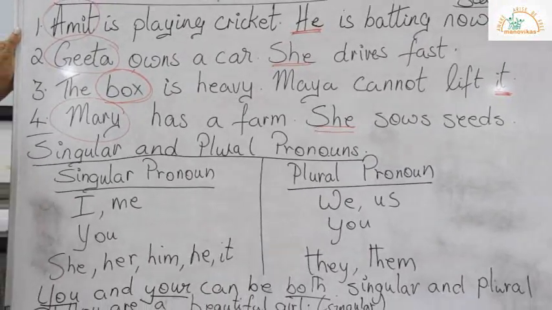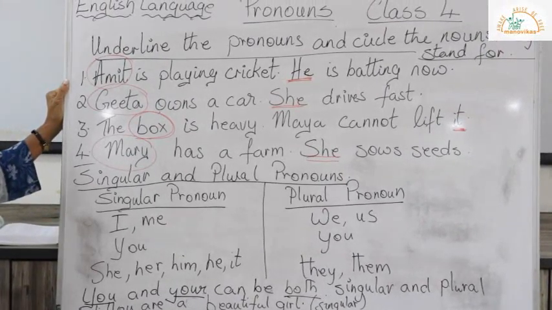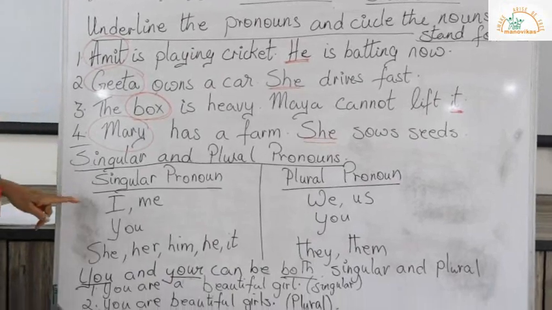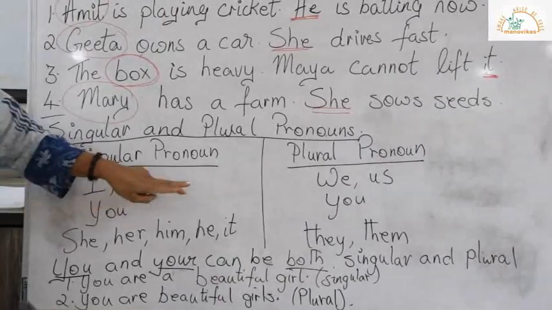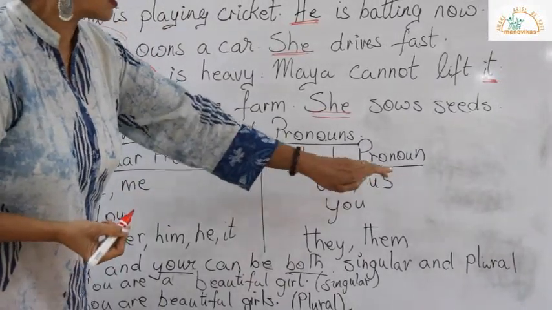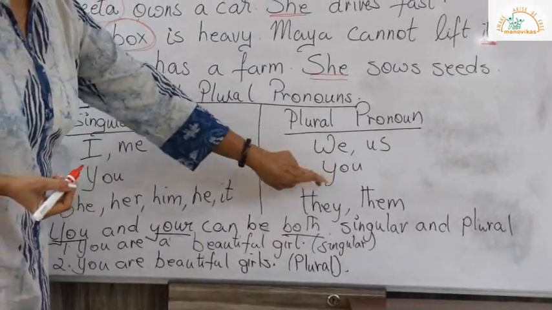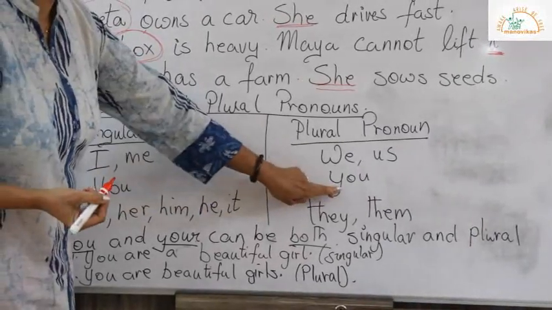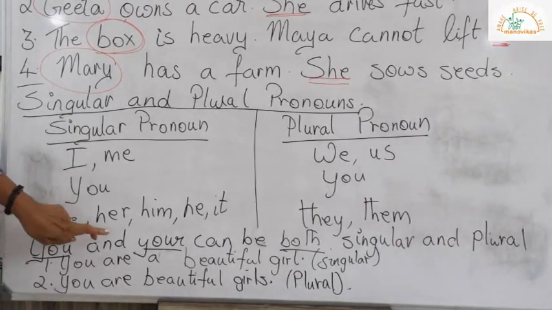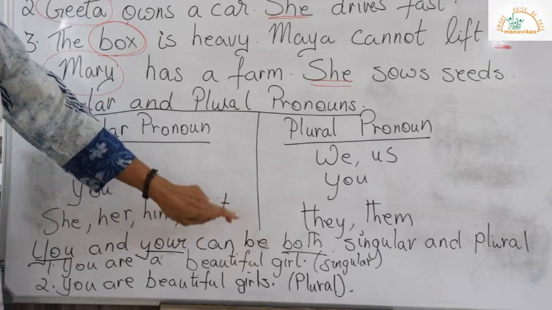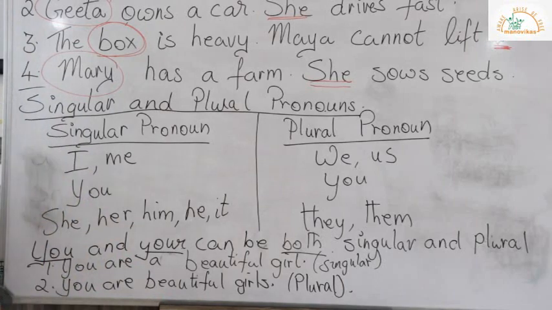Now pronouns are also singular and plural pronouns. We have singular and plural pronouns like in nouns. So let us see the singular pronouns. I, me is a singular pronoun. And what is the plural of this? We and us. Then you have you. Again, plural is you. So, you remains the same for singular and plural. Then we have singular she, her, him, he, it. This becomes they and them. What does it become? They and them.